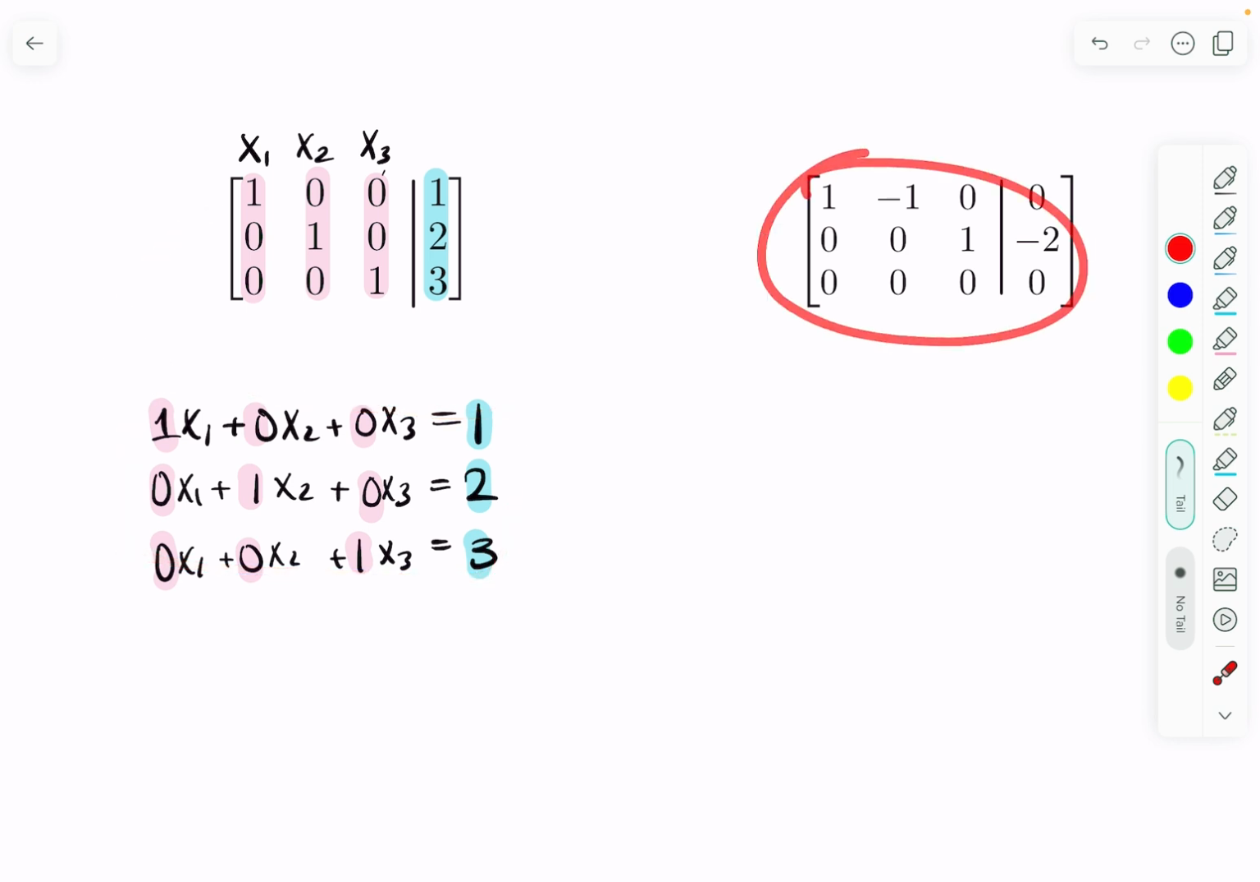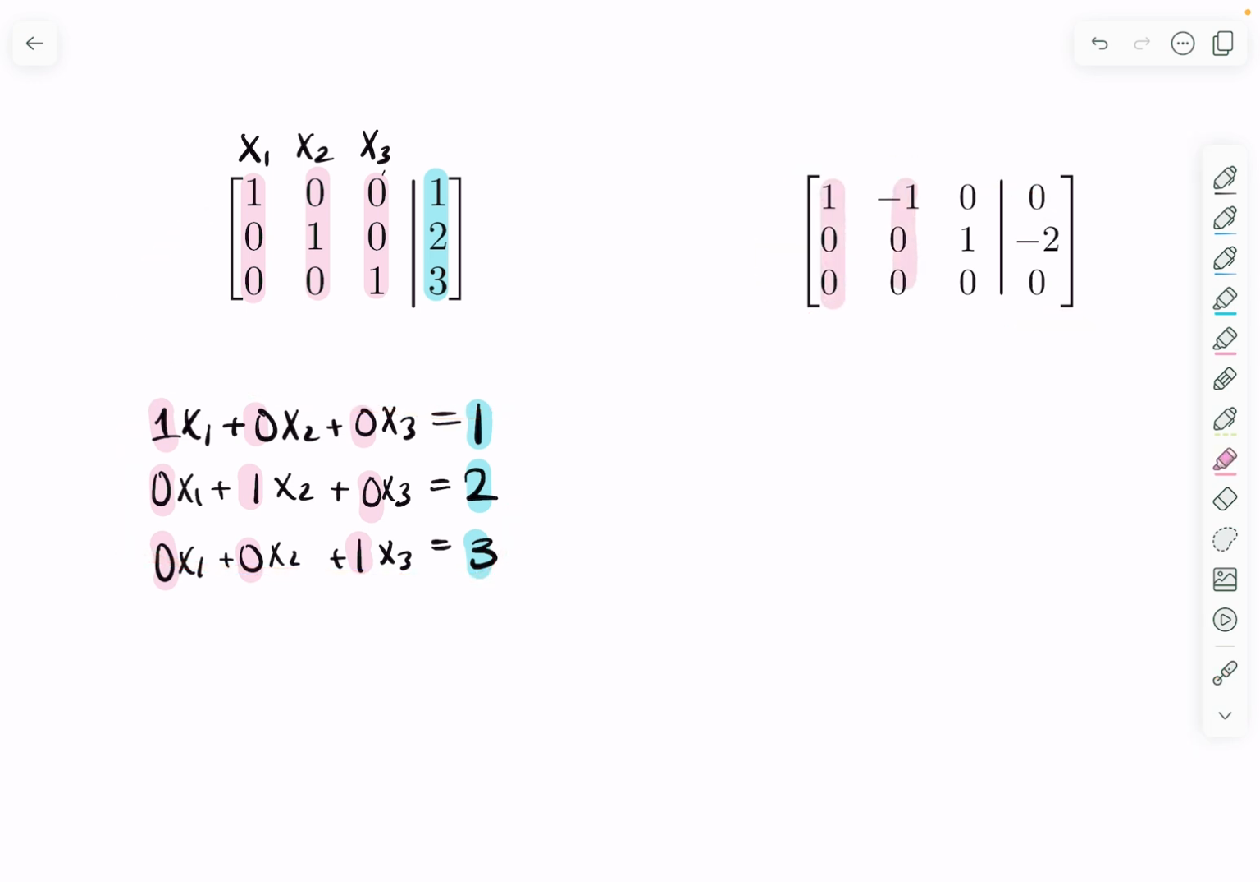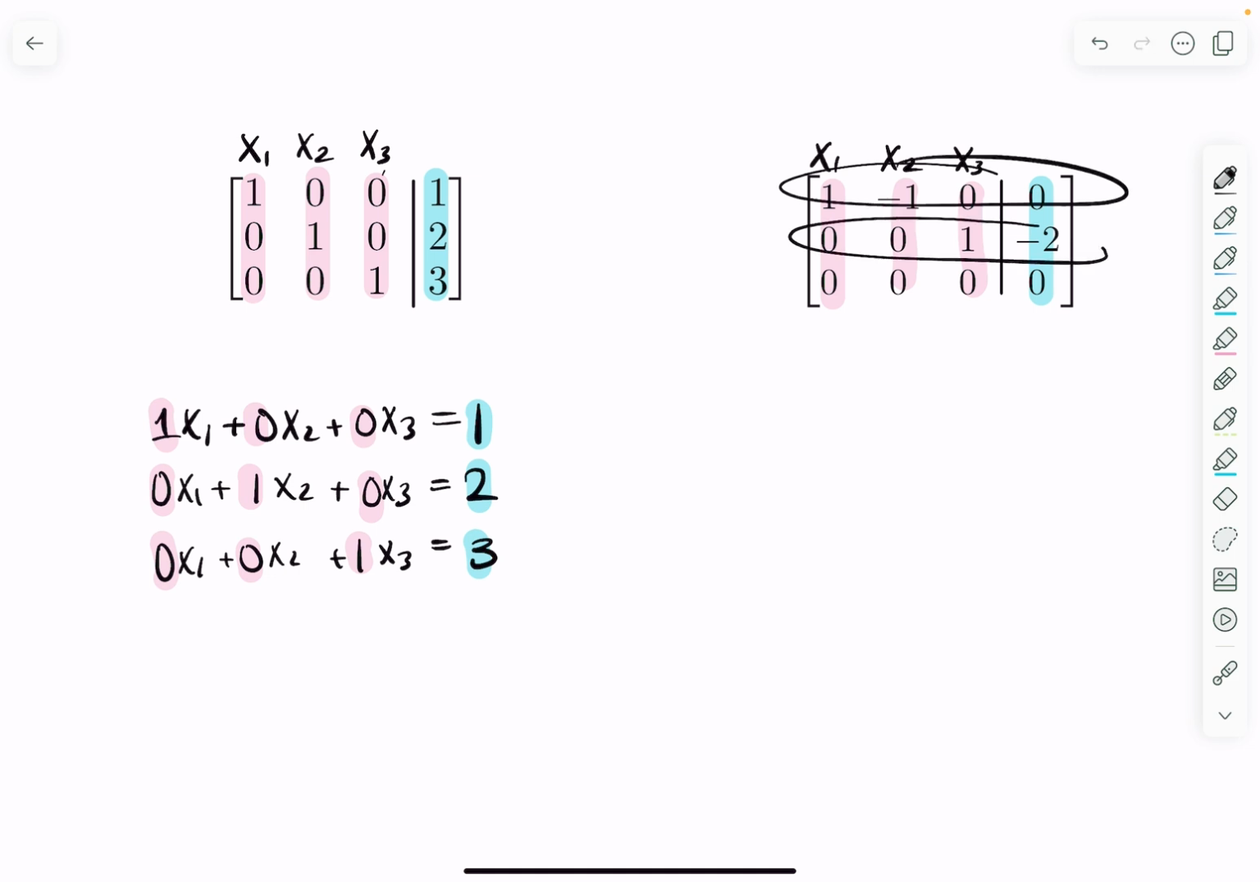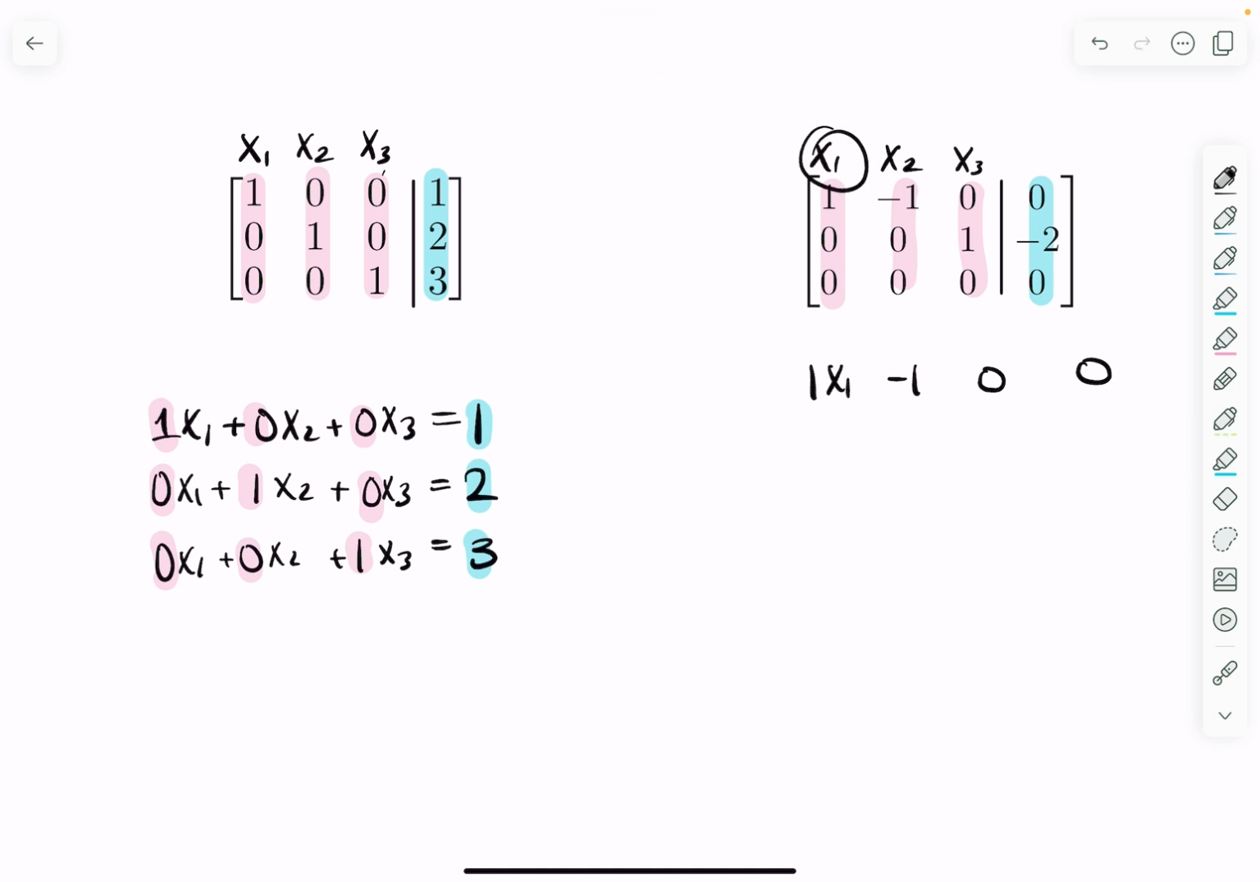Now let's do the same for this one. Again, these are just our coefficients, and these are our end values. These coefficients here are going to be multiplied by x1 and then x2 and then x3. Remember, each row is an equation. So I'm just going to do 1, -1, 0, these numbers right here, and just do x1, x2, x3, and then equal. Then for my second equation, I'm just going to write down the numbers 0, 0, 1, -2.